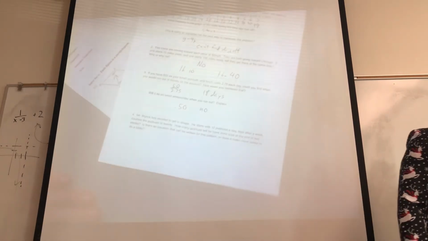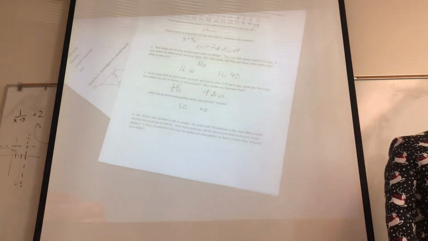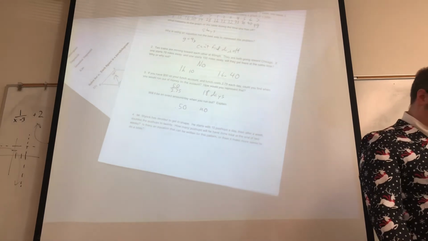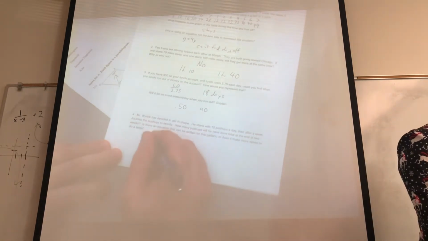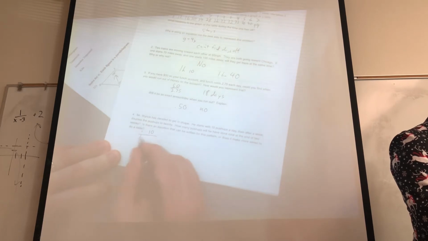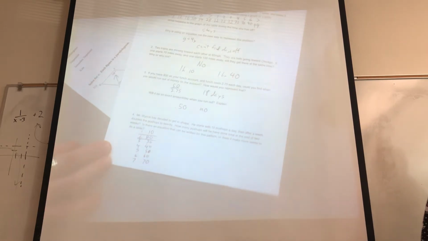Number 4, Mr. Wyrick has decided to get in shape. He starts with 10 push-ups a day, then after a week doubles the push-ups to 20. How many push-ups will he have done total at the end of 2 weeks? So we do 10 every day for 7 days. So we go 10, 20, 30, 40, 50, 60, and 70 total push-ups.